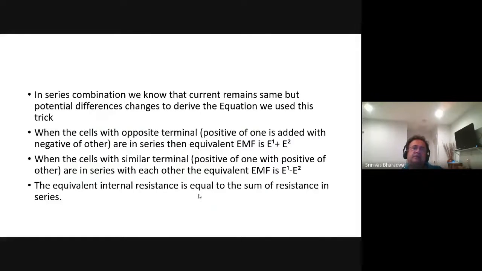In series combination, we know that the current remains the same, but potential changes, right? And to derive that equation, remember that when you go from the small line to the big line, let's say the small line is here and the big line is here, and the current is going this way, right? When you go from the small line to the big line, you have a plus. If you go this way, it's a minus. So if you start here and go this way, it will be minus.